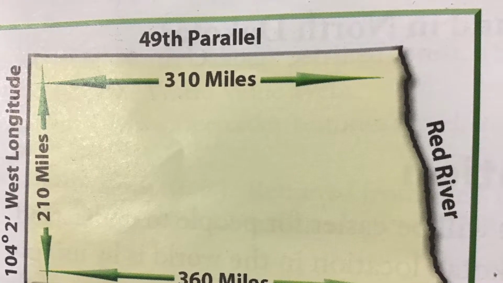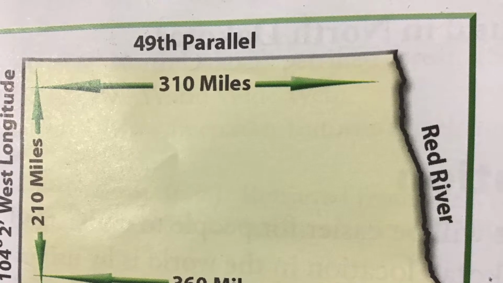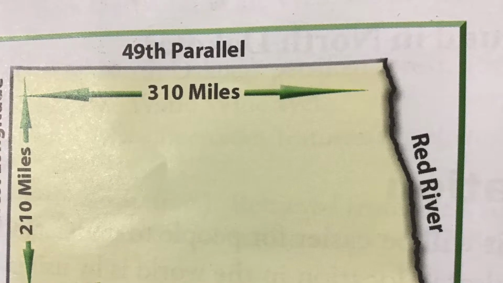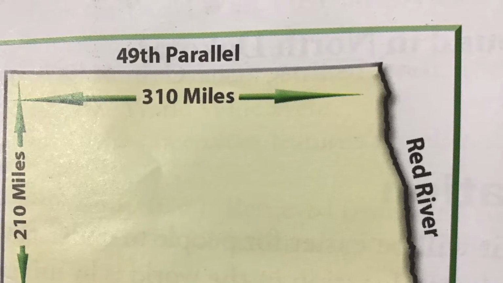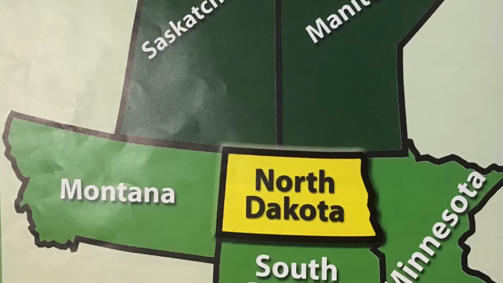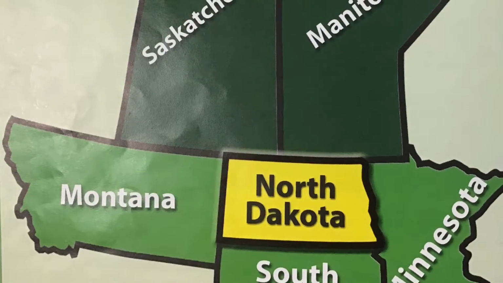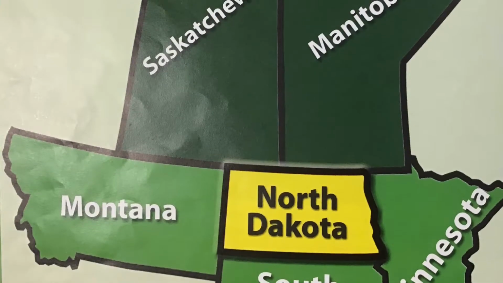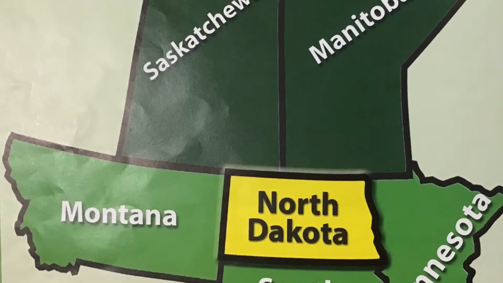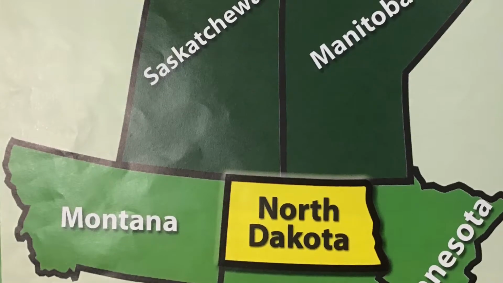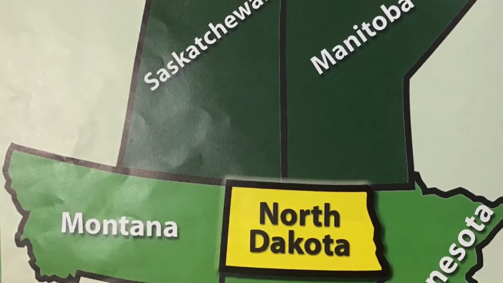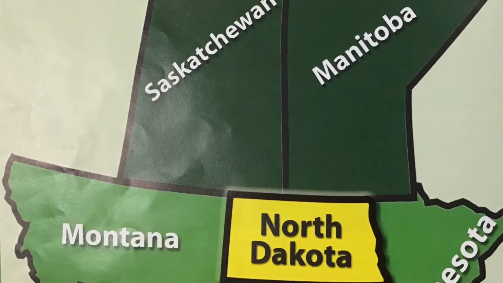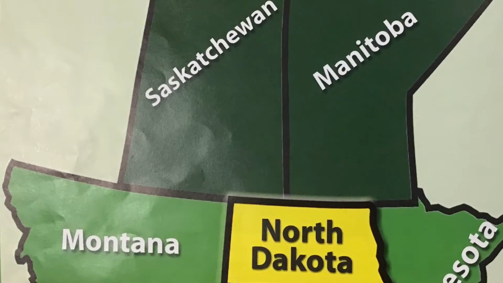North Dakota is almost an exact rectangle. It's about 360 miles from east to west across the state, and about 210 miles from north to south. As I stated earlier, North Dakota shares its border with two Canadian provinces, Saskatchewan and Manitoba, to the north of us. It also shares borders with three different states: Montana to the west, Minnesota to the east, and of course South Dakota to the south.